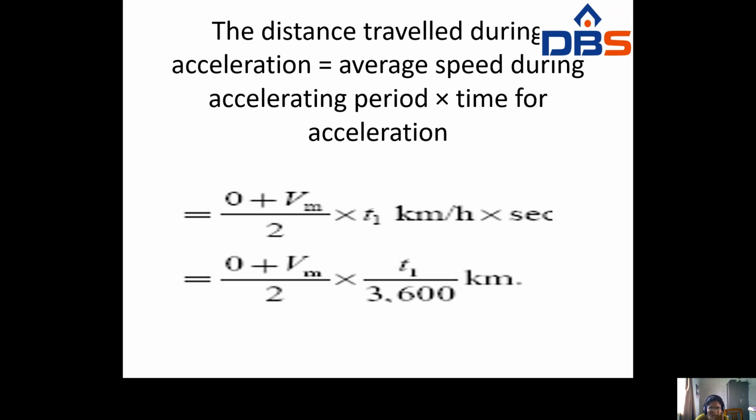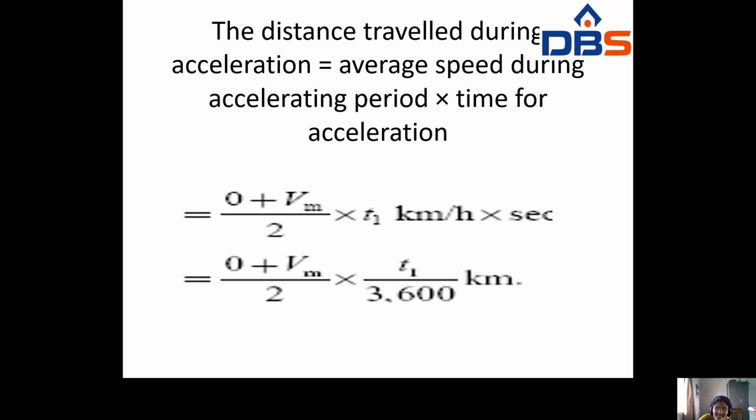Okay, see here, the distance travelled during the accelerating period is the average speed during the accelerating period into the time for acceleration. That means you have to take the average speed. Starting from 0, whenever the train comes to point A in the trapezoidal speed time curve, at that time it attains the maximum speed. So you have to take the average of the speed, which becomes (0 plus Vm) by 2.